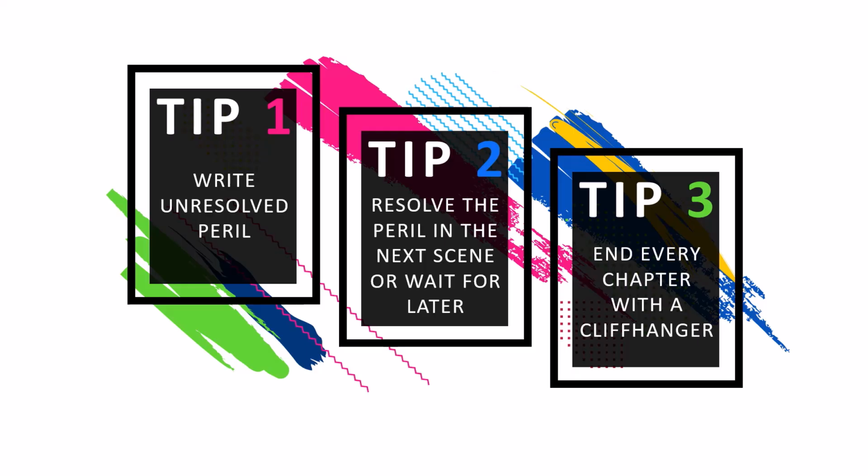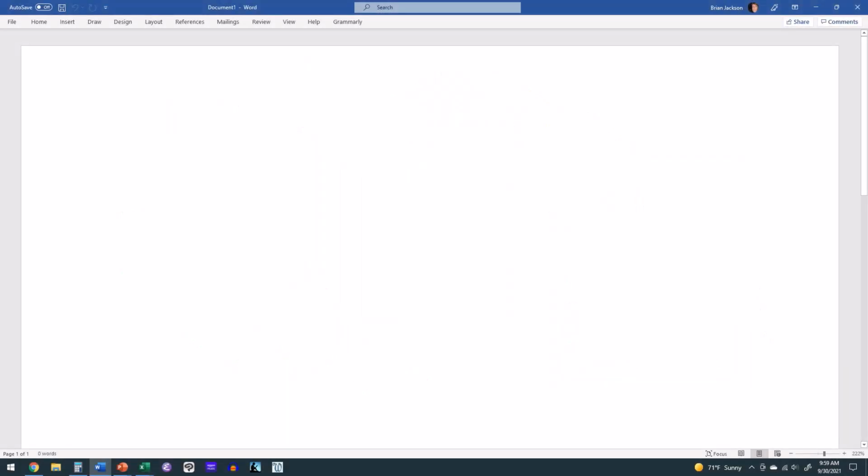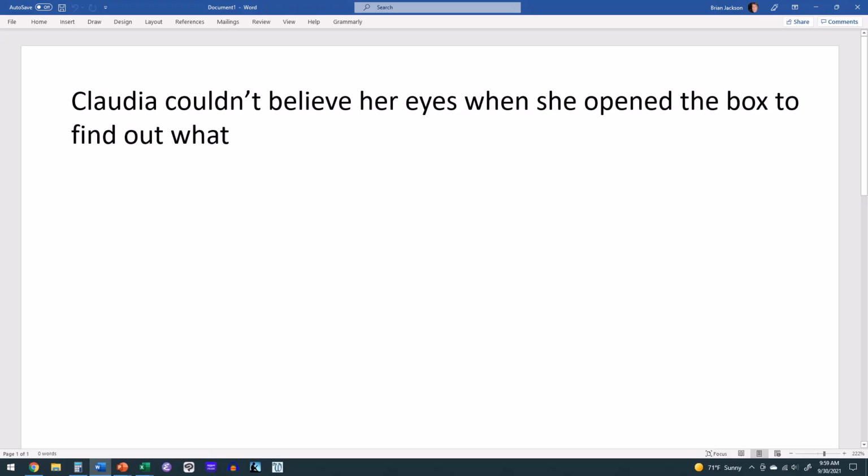End every chapter with a cliffhanger. A chapter is a logical break for people to stop reading your book. And if they stop reading your book, they may never pick it up again. So end your chapter with a cliffhanger that will force them to read on through to the next chapter. This is one of the important keys to writing a page turner. Now let's jump over to Word and take a look at some examples.